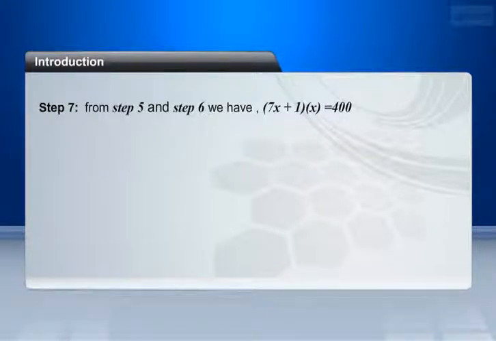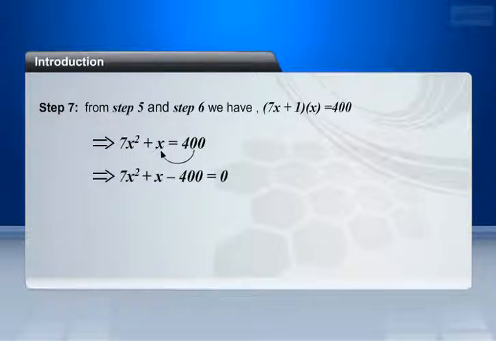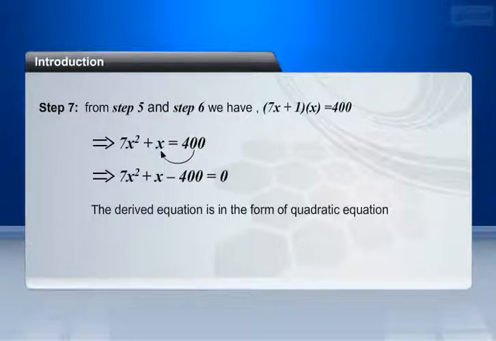Step 7. From step 5 and step 6, we have (7x plus 1) into x equals 400. This implies that 7x square plus x equals 400. On rearranging the terms, we have 7x square plus x minus 400 equals 0. On comparing the above equation with the general form of the quadratic equation, that is, ax square plus bx plus c equals 0, we can say that the derived equation is in the form of a quadratic equation.